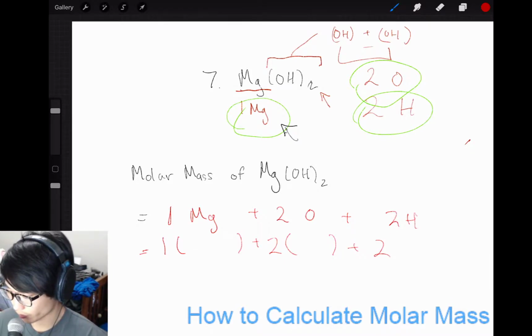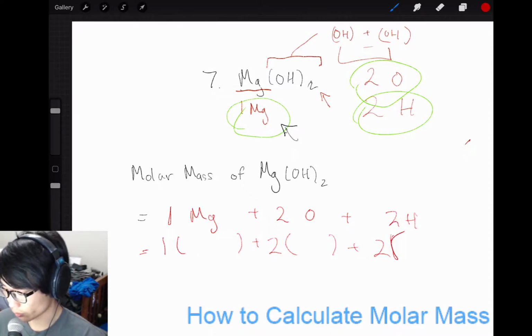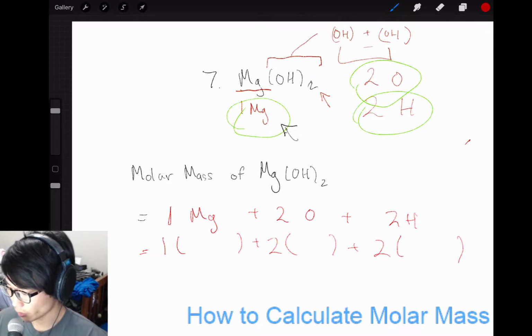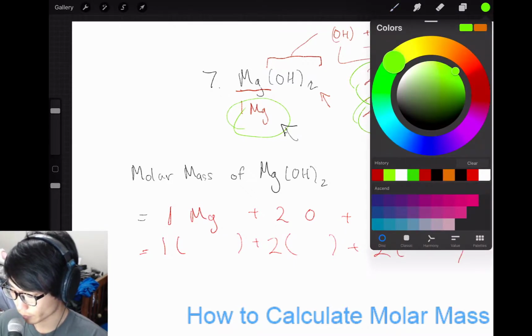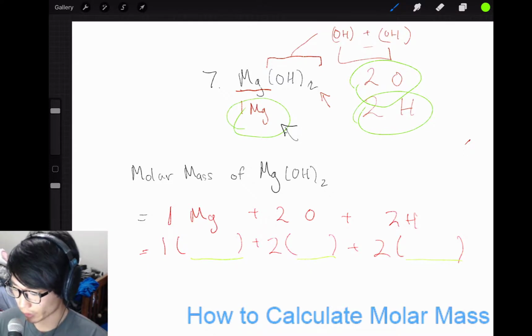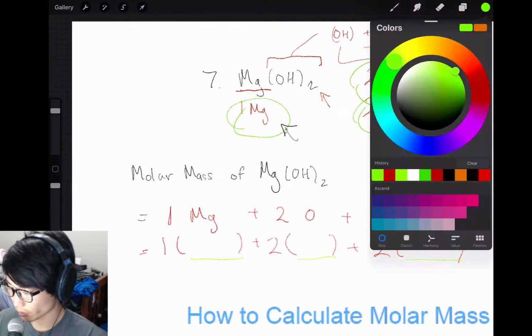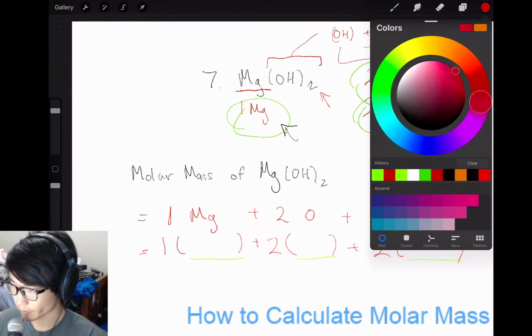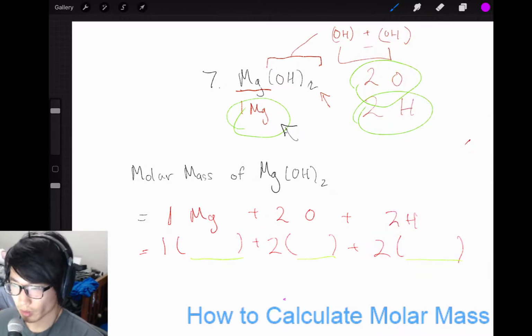So I need to go to my periodic table to get those 3 values. So I'm going to quickly look at my periodic table. For magnesium, I look over to Mg and I see the mass of magnesium is, let me pick a fun color, 24.305.